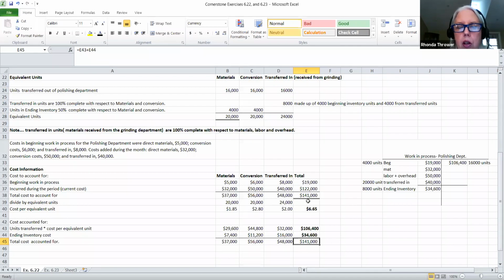Once you have these costs to account for, you can break them down further by looking at, when you're talking about the weighted average method, the unit transferred cost. To determine the unit transferred cost, we would take the units transferred and multiply it by the equivalent units for each of the cost categories. So in the first category, materials, we multiply 16,000 times $1.85, and that will give you $29,600. Excuse me.